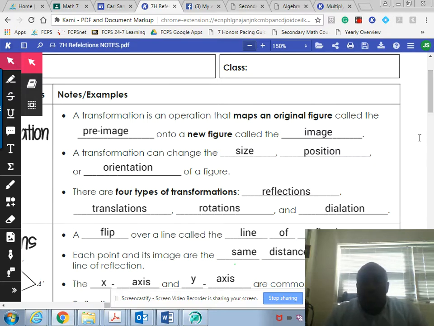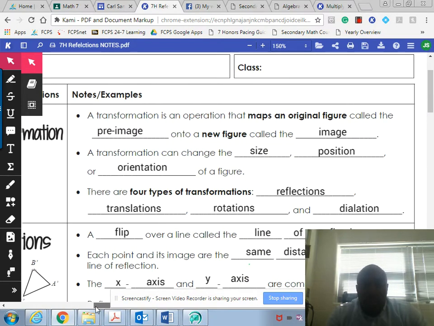Okay, so we're talking about transformations, and I know that in both classes we have already done an activity where you've already worked with a few of the different transformations. We have four different types of transformations: reflections, translations, rotations, and dilations. The one that we're going to focus on today is reflections.